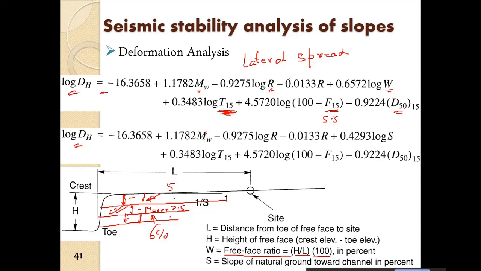Here we obtain the displacement. This is the displacement for the free face model, and the other is for gently sloping ground. So two models they have given. These are all empirical equations, as I have told here, based on regression analysis of significant numbers of lateral spread case histories. That is what they have developed.